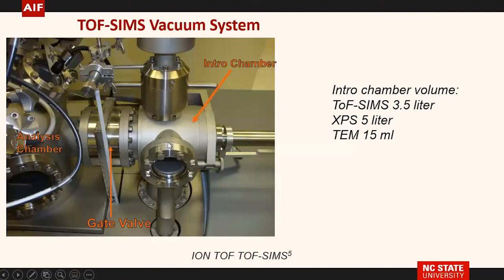Here, for example, is a time-of-flight SIMS sample entry chamber. There's your gate valve, your pump-down chamber, and your analysis chamber. There, the volume we're pumping is 3.5 liters, or on an XPS 5 liters. But on a TEM, you put the sample in fairly quickly. Two reasons. One, you don't have that high a vacuum. Number two, you're only pumping out something like 15 milliliters. So that can vary dramatically depending on the design of the instrument.